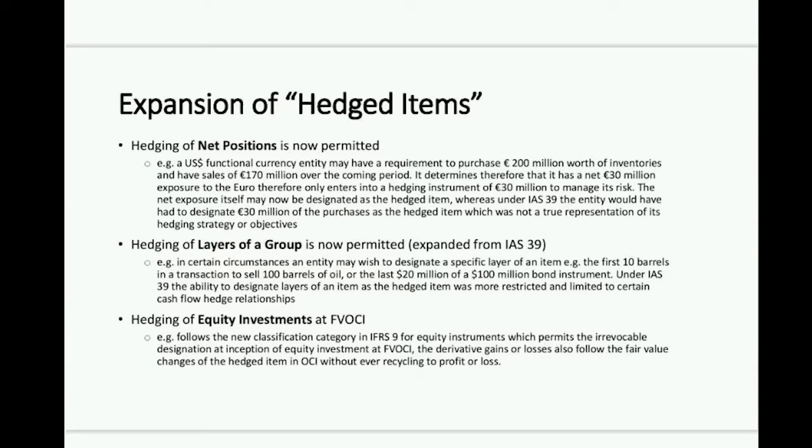The entity then looks at the circumstances and says, strictly speaking, I only have a net exposure of 30 million euros, if I take into account that 170 million of my expected purchases of inventory is already offset by my 170 million expected sales. So the net position I really have an exposure to is the 30 million euros, which is a net exposure in terms of having to purchase euros over time. Therefore, the entity says, I want to hedge my net exposure. Under IAS 39, you were not permitted to hedge net exposures.